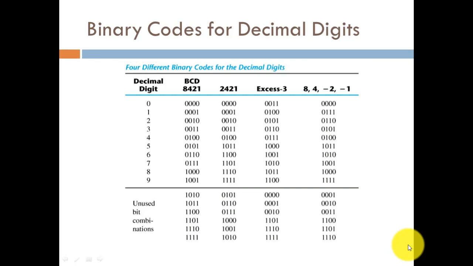Here at this lower portion, it is also showing the unused bit combinations. In our BCD 8421, these are the bits which are not used. In 2421, these are the bits which are unused. And in excess-3 code, these are the coded groups which are not used. Or here in this particular 84 minus 2 minus 1, we will be having these sequences of digits that are not being used for expressing decimal digits.